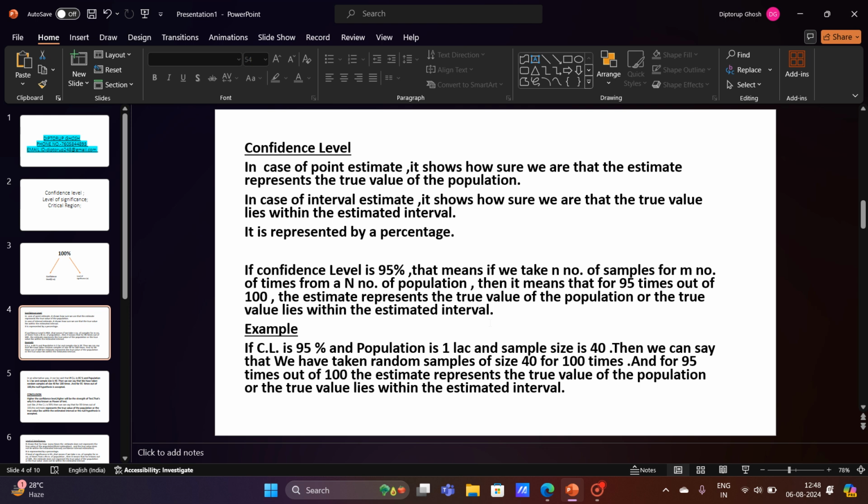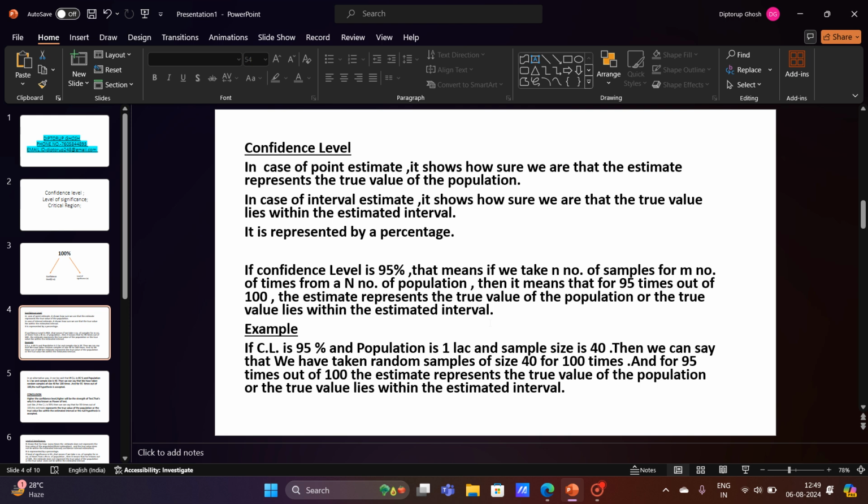Let me give an example, then it will be much easier for you to understand. If confidence level is 95% and population size is 1 lakh and the sample size is 40, then we can say that we are taking random samples of size 40 for 100 times. We are taking random samples from the population of 1 lakh, and the sample size is 40 each time. And for how many times are we doing it? We are doing it for 100 times.